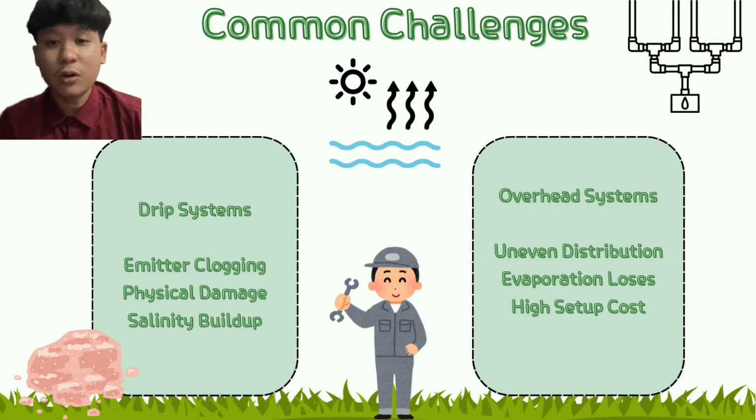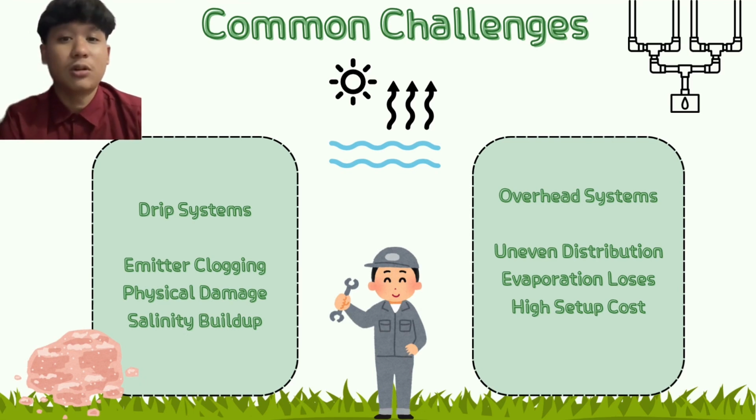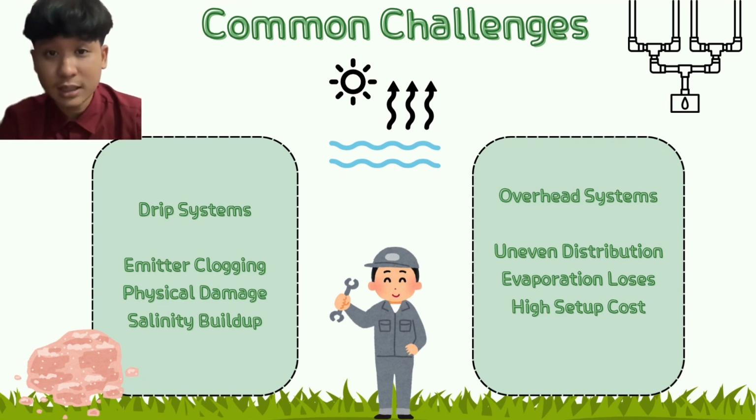Moving on to overhead systems, the first common challenge is uneven distribution. It occurs due to improper sprinkler placement, inconsistent water pressure, or clogged nozzles. This results in overwatered areas and underwatered ones, leading to inefficient irrigation. Wind can also affect how evenly water is distributed, causing some areas to receive more water than others, increasing water usage.